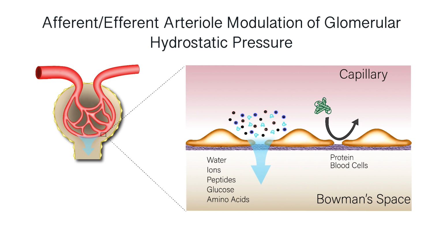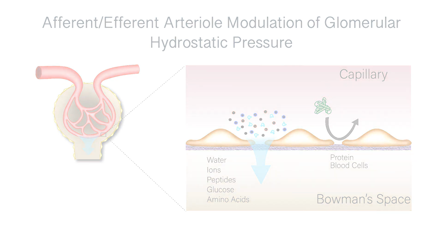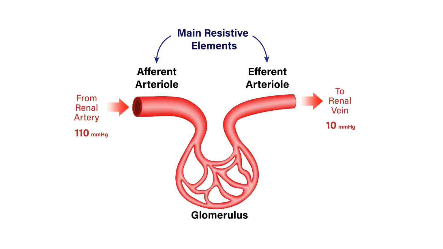Let's briefly consider the main vascular and perfusion scheme at the level of the glomerulus. The glomerular capillaries are flanked by two arterioles, the afferent arteriole and the efferent arteriole. The afferent and efferent arterioles are the main resistive elements within the renal vasculature. Blood entering the kidneys from the renal artery has a relatively high hydrostatic pressure. We can approximate it to be somewhere in the neighborhood of 110 millimeters of mercury as a mean arterial pressure.